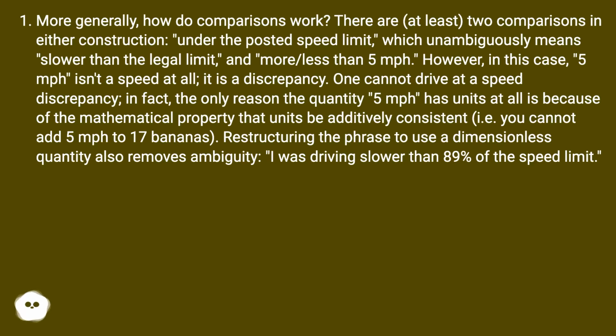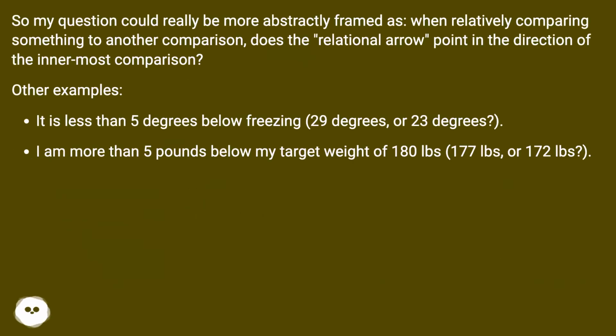Restructuring the phrase to use a dimensionless quantity also removes ambiguity: I was driving slower than 89% of the speed limit. So my question could really be more abstractly framed as: when relatively comparing something to another comparison, does the relational arrow point in the direction of the innermost comparison? Other examples: it is less than 5 degrees below freezing, 29 degrees, or 23 degrees; I am more than 5 pounds below my target weight of 180 pounds, 177 pounds, or 172 pounds.